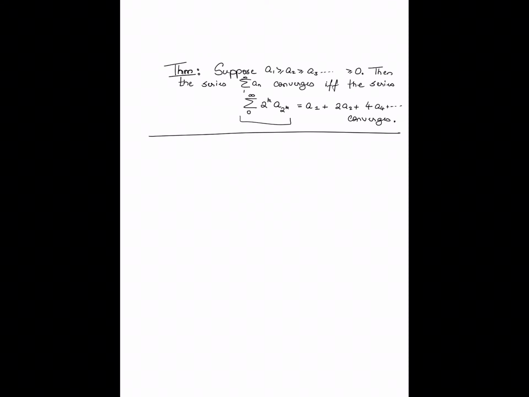Just for convenience, I am writing this from k equals 0 to infinity. It doesn't matter whether you write it as 1 to infinity or 0 to infinity. It doesn't really change the convergence or divergence of the series. But if I write it from 0 to infinity, then k equals 0 corresponds to the term a1, k equals 1 corresponds to the term 2a2, k equals 2 corresponds to the term 4a4, the next one would correspond to 8a8, 16a16 and so on, right? Those are the summands involved in the latter series.